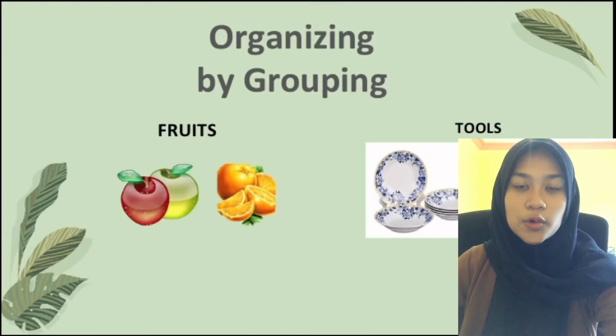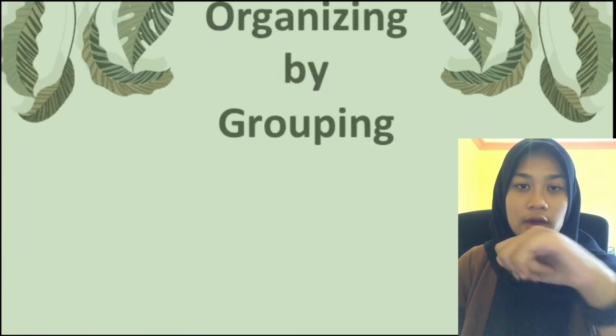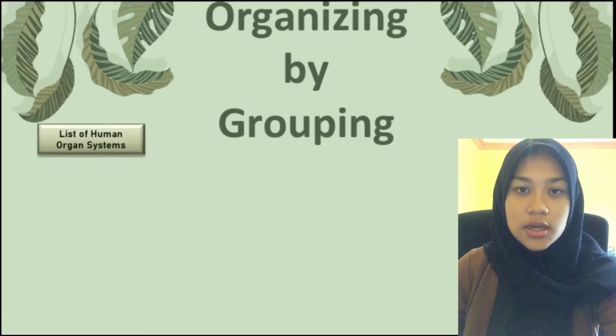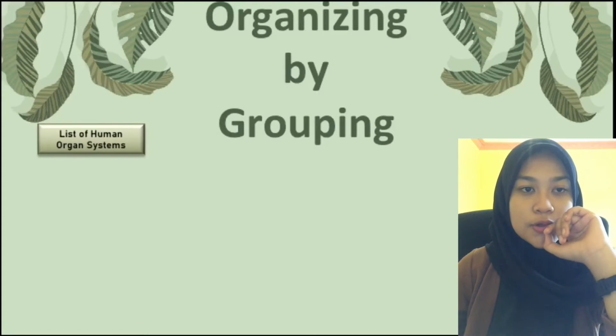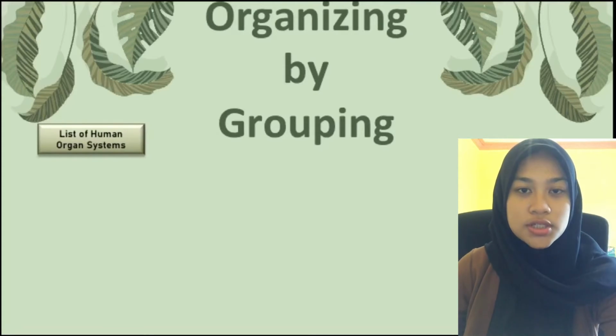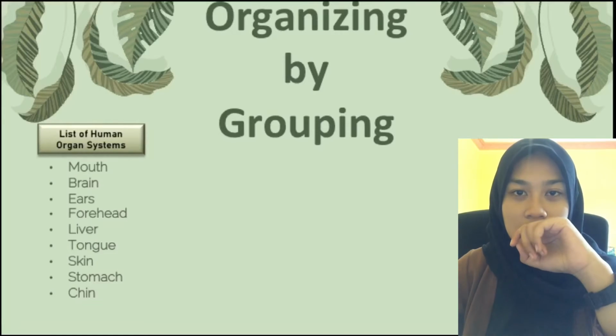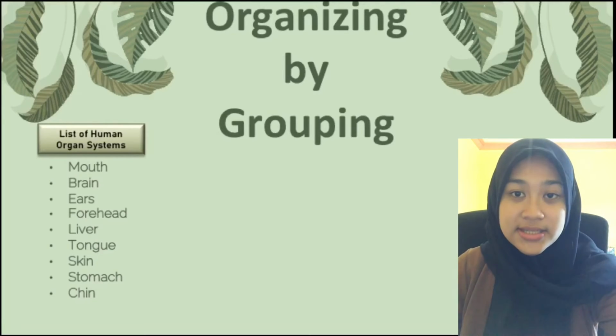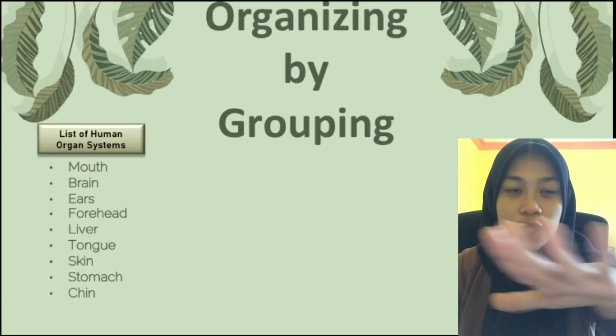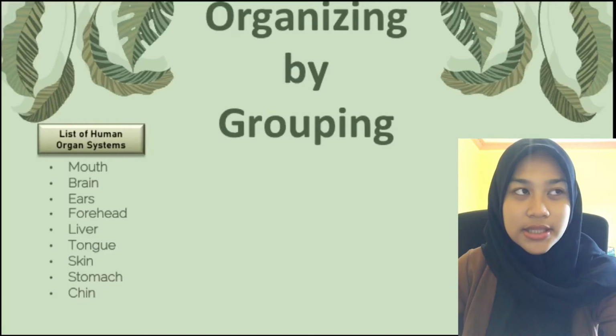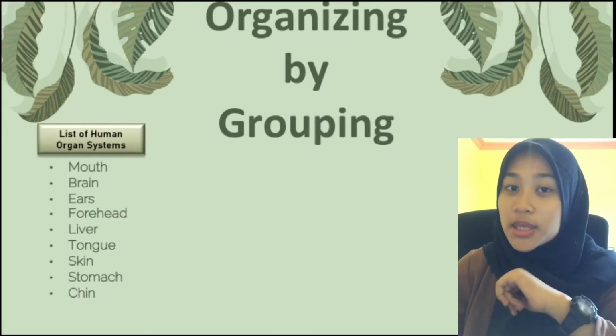So still organizing by grouping, I have an example of this grouping. Here I have a list of human organ systems, which contain mouth, brain, ears, forehead, liver, tongue, skin, stomach, and chin. Now, after you read this list, try to group each of these organs into one group. I give you 2 minutes.